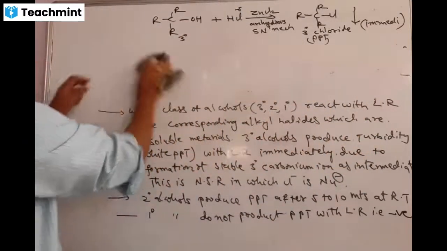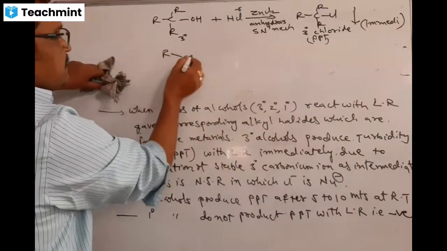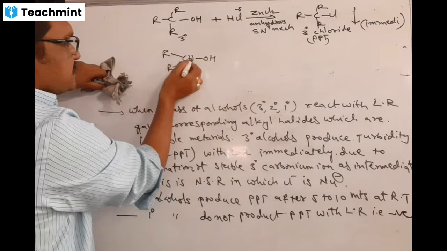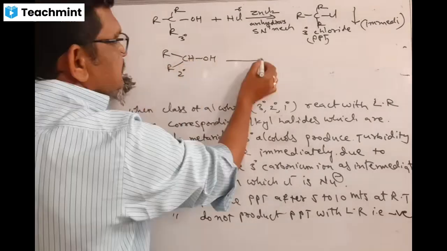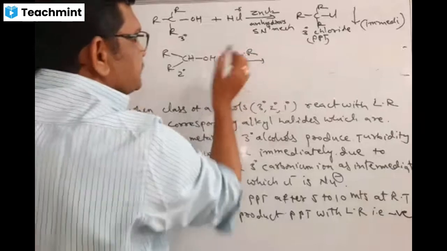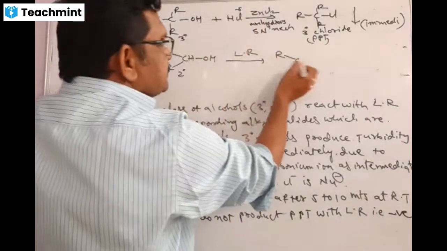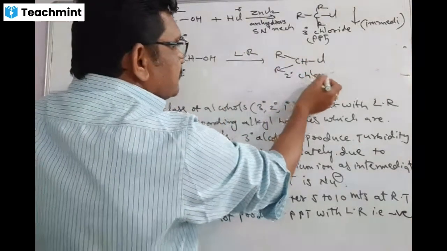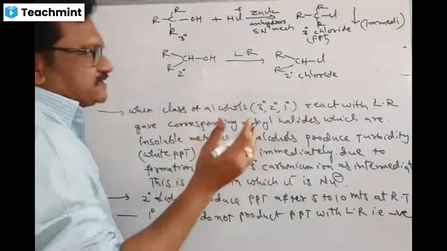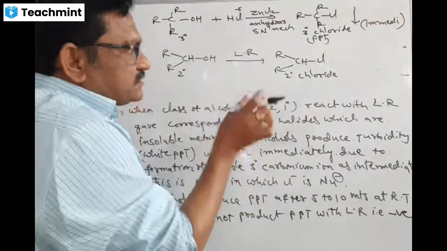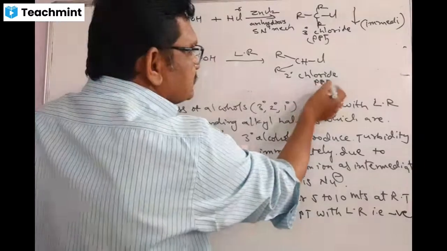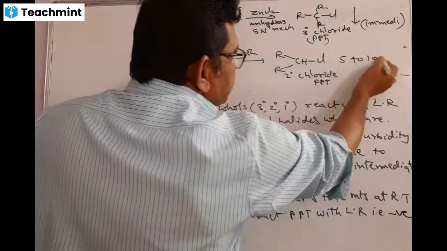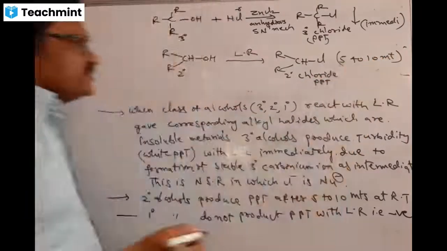Next, secondary alcohols. The formula of secondary alcohols is CHOH, with two alkyl groups and one hydrogen. This gives a precipitate with Lucas reagent, which means there is formation of the alkyl chloride. But this reaction takes place in 5 to 10 minutes. There is some time lag. Here also it is a precipitate, no doubt, but the precipitate appears after 5 to 10 minutes at room temperature. This thing you have to remember.